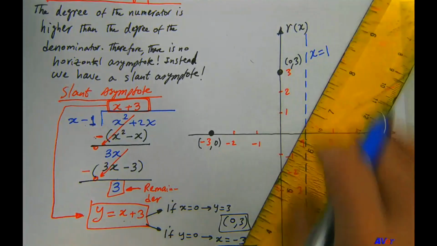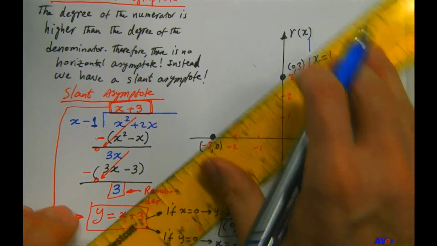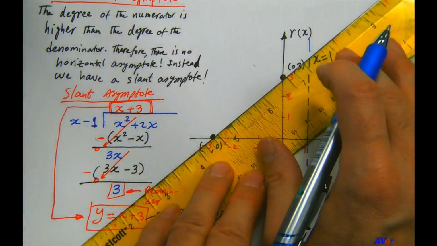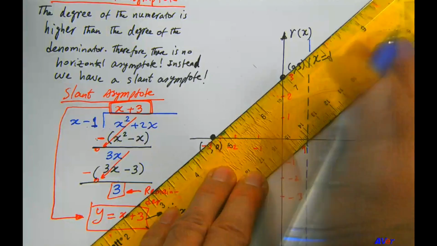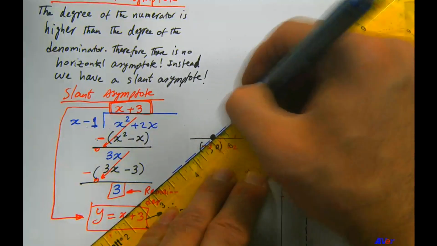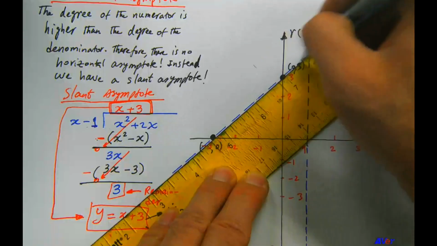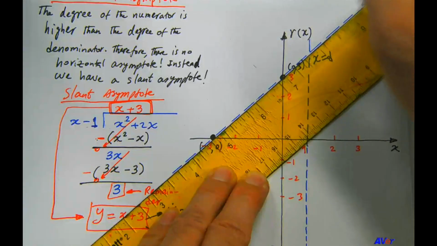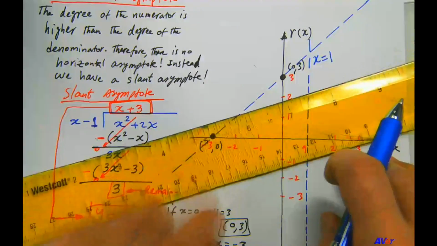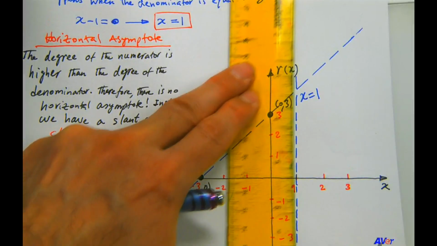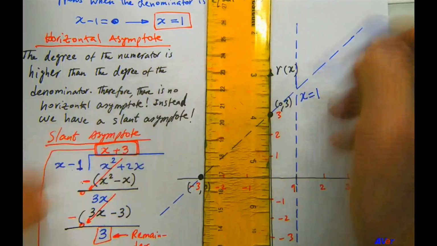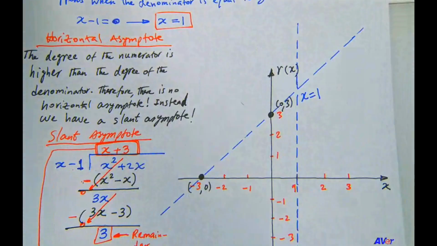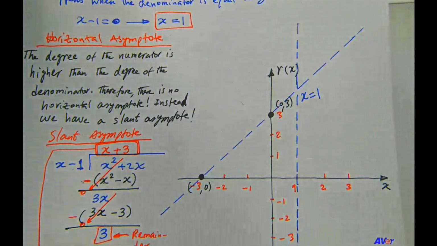Okay, so I'm going to draw a slant dashed line through those 2 points. And then let me also extend, because now that I know where the asymptotes are, I need to extend my vertical asymptote a little more, like that. Okay, so these are our vertical and slant asymptotes.